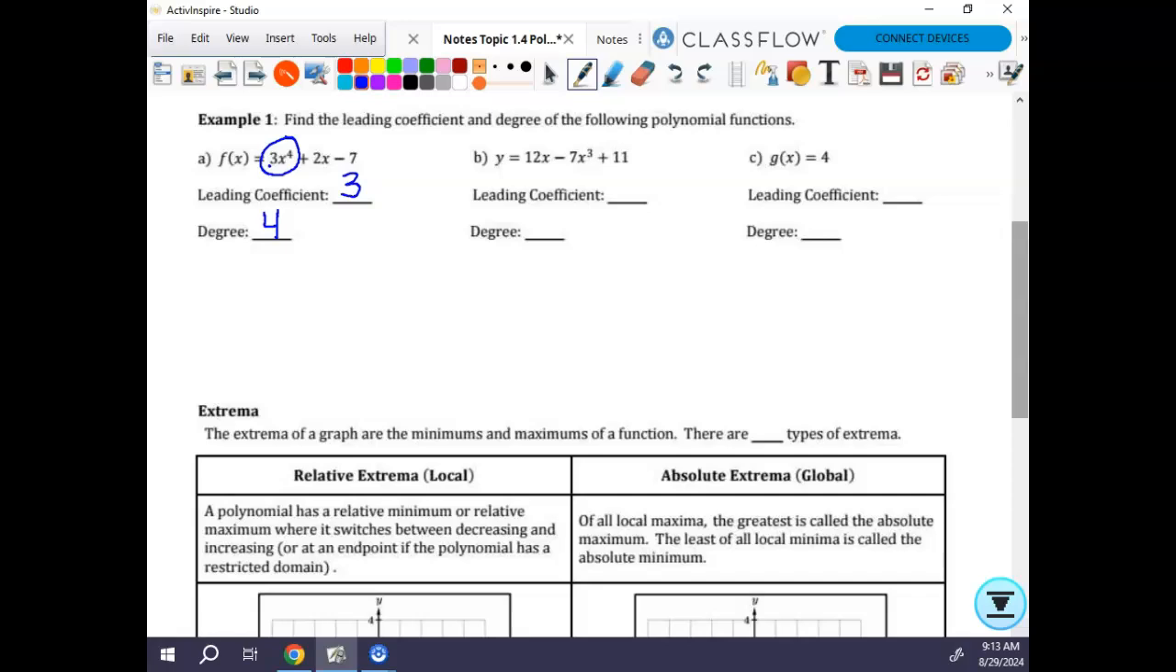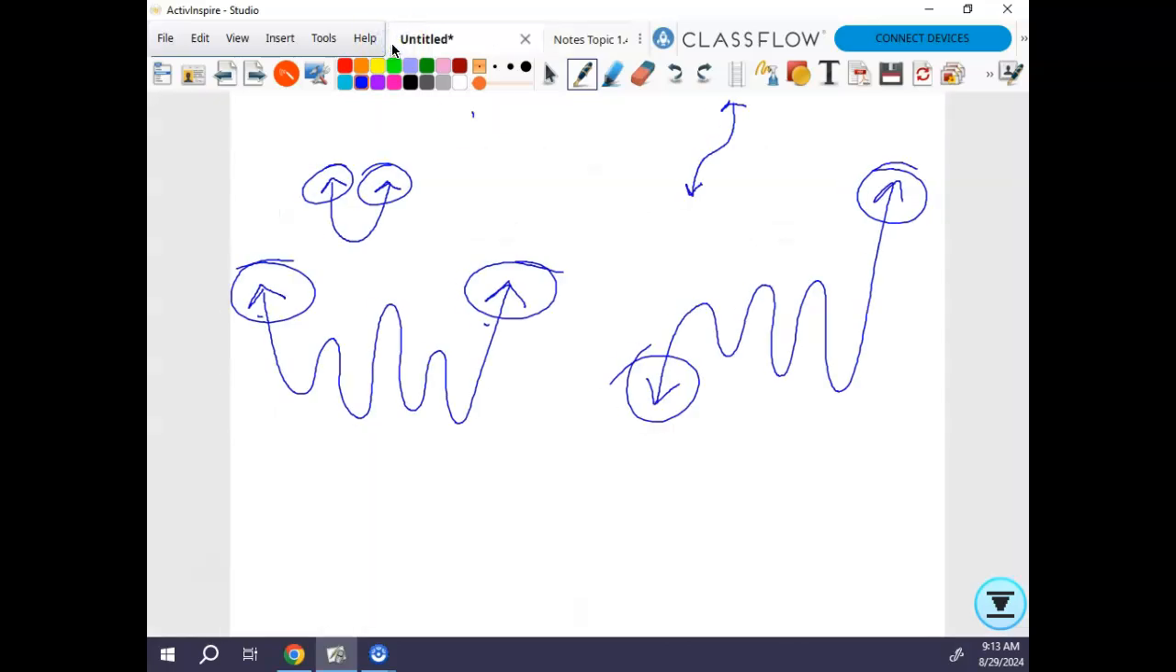Right? It's possible to have 1. Let's go back over here. So if I have 2 intercepts, it looks like this. If I have 1, it looks like this, right? If I have none, it looks like that, right? But the most I could have is 2. Can't have any more than 2.